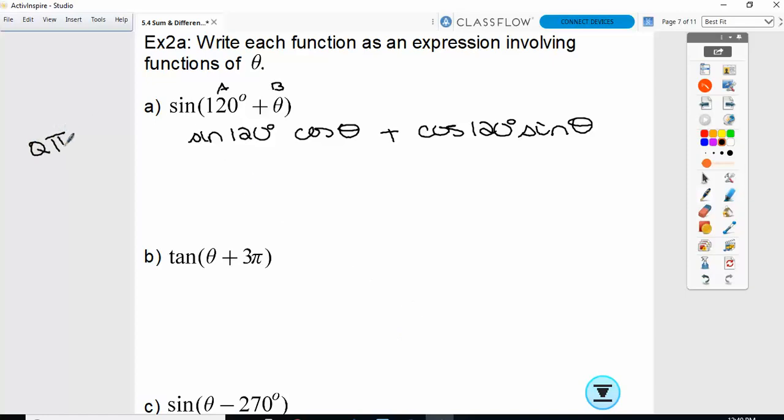120, what quadrant is that? Reference angle. In the second quadrant, remember all students take calculus, sine is positive. Sine of 60, I don't know the cosine of theta. 120 in quadrant 2, cosine is negative. Cosine of 60?